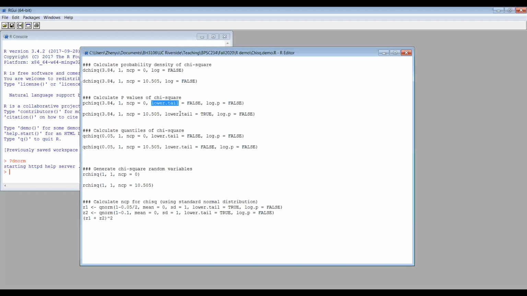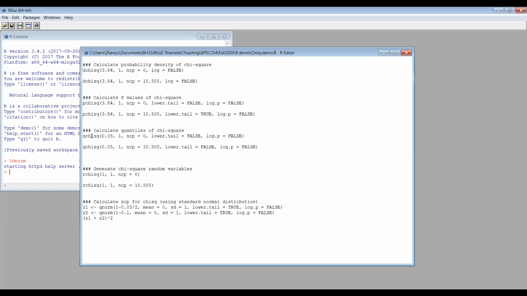So basically, we calculate the area under the curve, right? Either the left side or the right-hand side. These correspond to either the lower or upper tail. Okay, so this is usually like other options, so usually we do not change anything for this part. Okay, so this is the p-value calculation for the chi-square distribution, for central chi-square or for non-central chi-square, right? But for non-central chi-square, you have to specify this parameter, the non-centrality parameter.